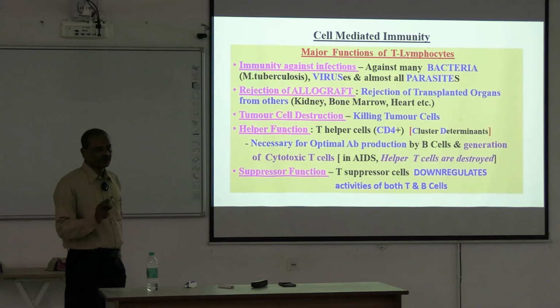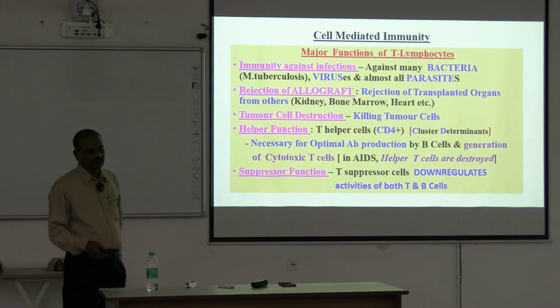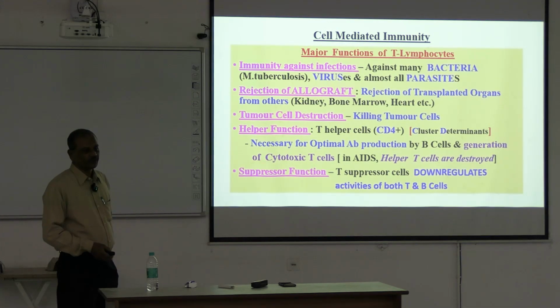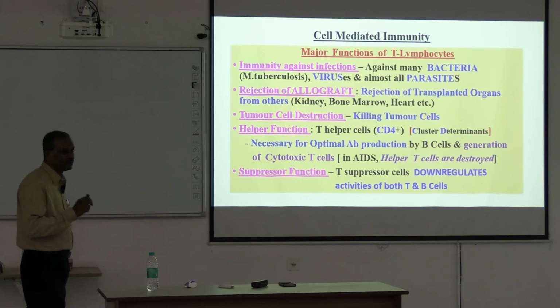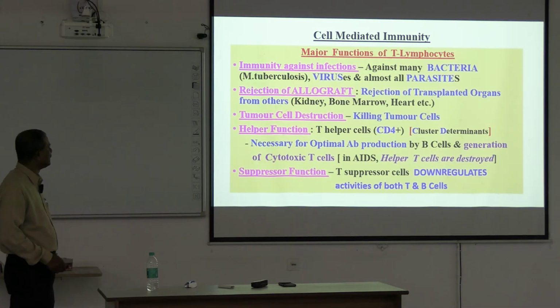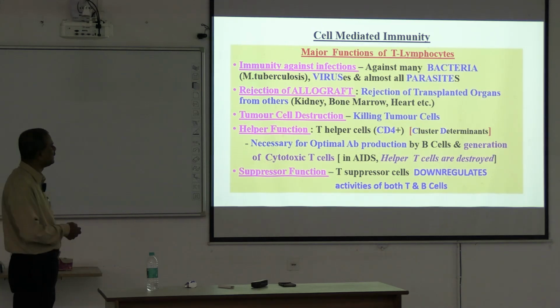See, many times we cannot kill the bacteria, viruses, even parasites. So these parasites, viruses, bacteria are engulfed by phagocytic cells, and they are killed by the T cells. So immunity against many intracellular bacteria basically. Most important is Mycobacterium tuberculosis, and almost all viral infections are killed by the T lymphocytes.